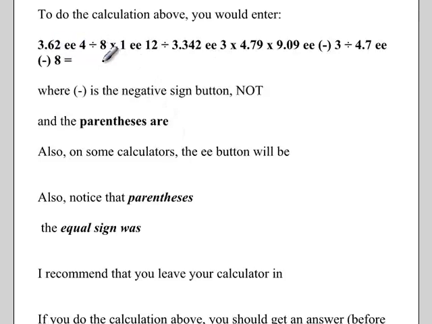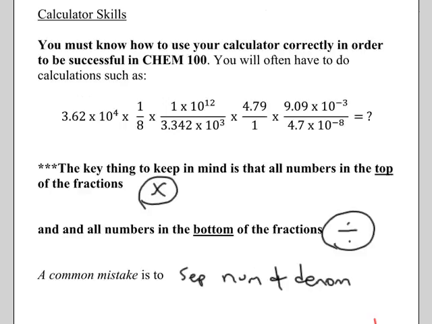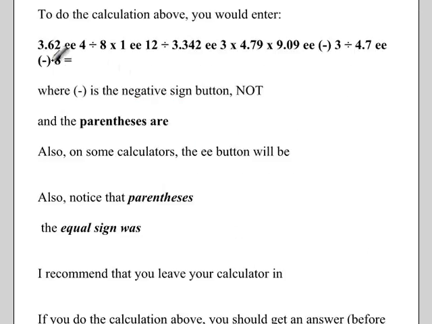Notice I'm just working from left to right, so the first calculation that I hit after putting in the original number, 3.62 times 10 to the fourth, the 8 is in the denominator, so that's going to get divided. Then I'm going to multiply by 1 times 10 to the 12th in the top, and then I'm going to divide by this number in the bottom. And I'm going to continue that from left to right. So those keystrokes look like this.